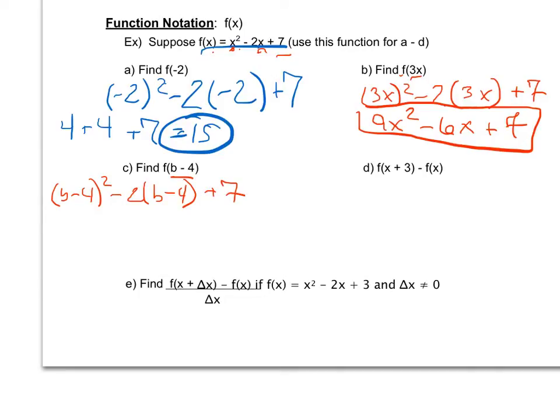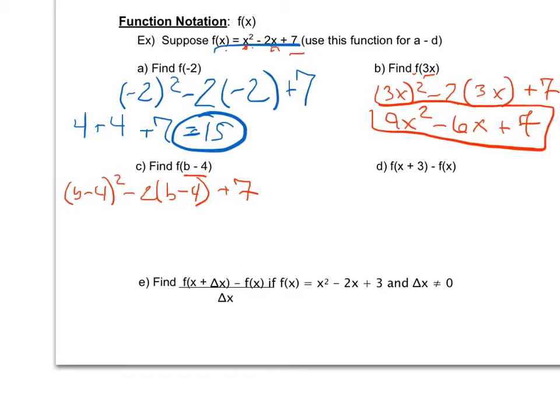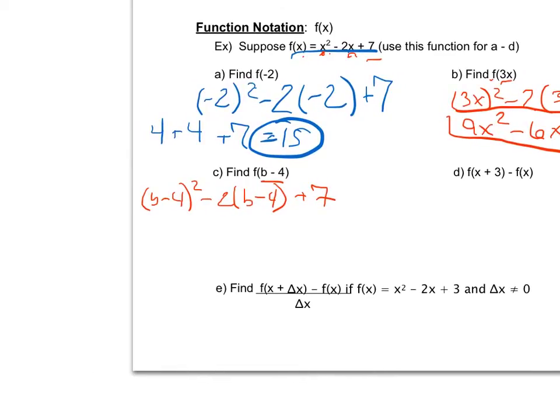All right, I can simplify this. I know b minus 4 squared. Maybe I have to do a little bit of scratch work, so I'm going to move my paper over so I can do some scratch work and do b minus 4 times b minus 4. B times b is b squared. B times minus 4 is minus 4b. Minus 4 times b is minus 4b. Minus 4 times minus 4 is plus 16.